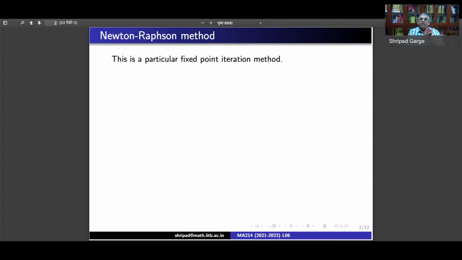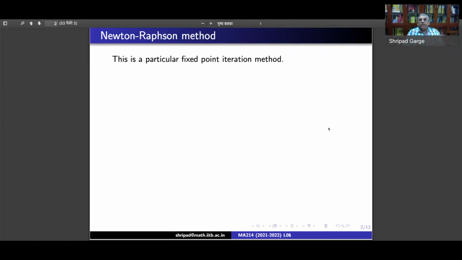We know that whenever we have a root finding problem, we convert it into some fixed point iteration problem by introducing some function, and the Newton-Raphson method is introducing the fixed point function in a particular way. That's what this is about.